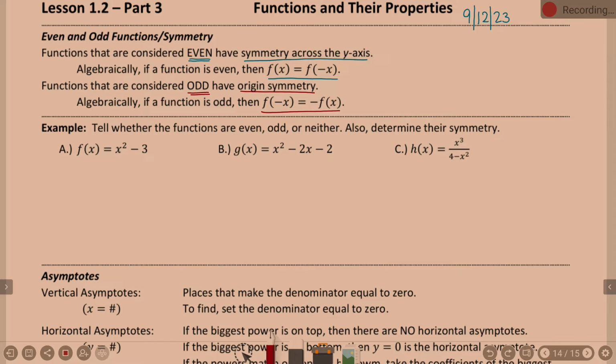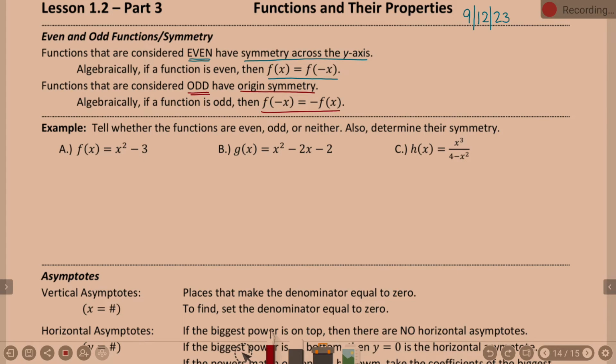So, a few examples. Tell whether the functions are even, odd, or neither. Also determine their symmetry, which once you know if it's even, odd, or neither, we'll know what the symmetry is. Now, because the graph is the easy go-to option, I'm going to start with the algebra. Okay? So, we want to check things like is f of x equal to f of negative x, or is f of negative x equal to negative f of x? You know, that probably sounds like gibberish right now. Here's my suggestion, okay? We're going to start here.